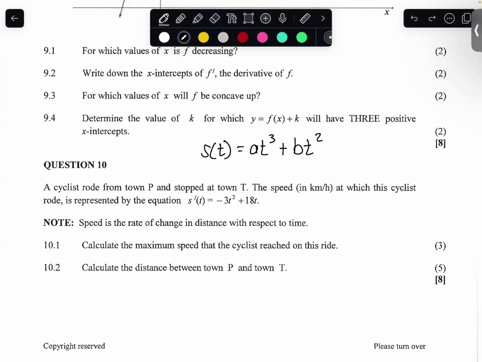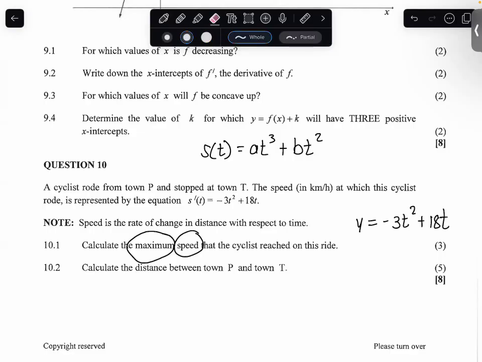So it said, calculate the maximum speed that the cyclist reached on this ride. So they're asking you for maximum speed. Speed's equation is y is equal to minus 3t squared plus 18t. This is the equation for speed. Let's not call it y, let's call it S prime of t. But I don't want you to get confused with this prime, right? This is just a formula. Just call it this.